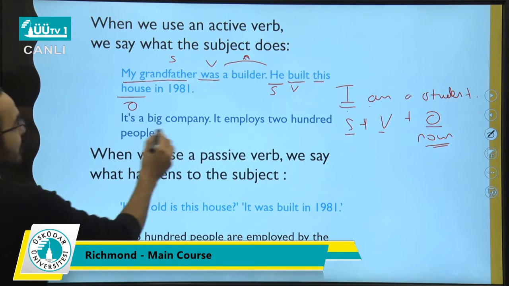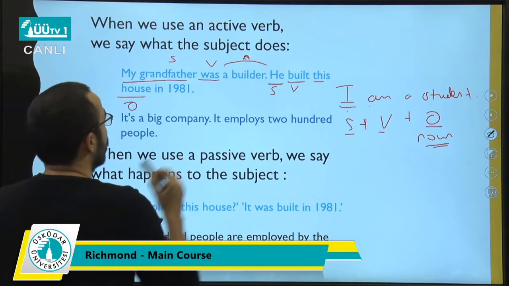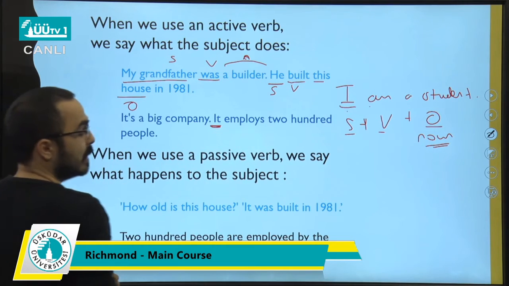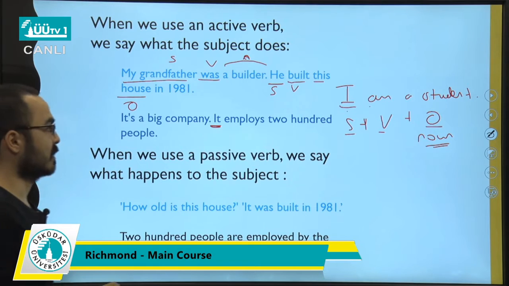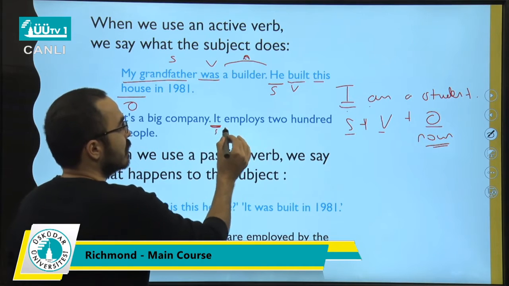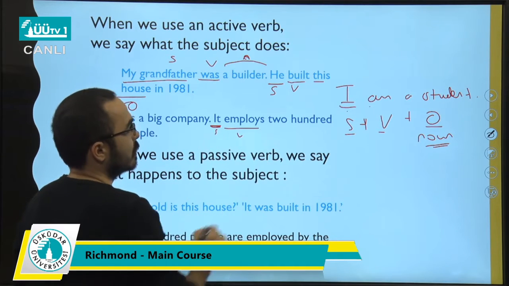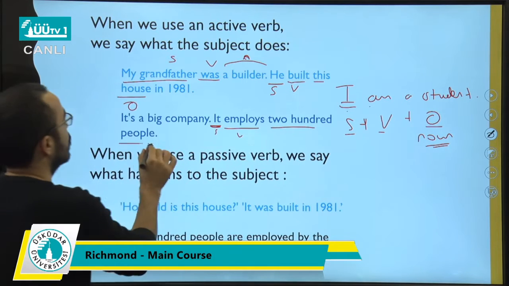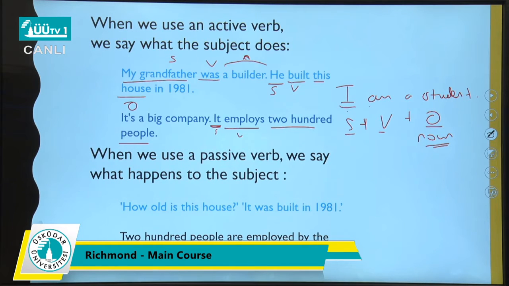It's a big company. It employs 200 people. The subject is at the beginning of my sentence here, right? And it does a certain verb here, and it employs what? 200 people, like this, right? Good. So when we use a passive verb, we say what happens to the subject. Now we are going to look at what happens to the subject actually.